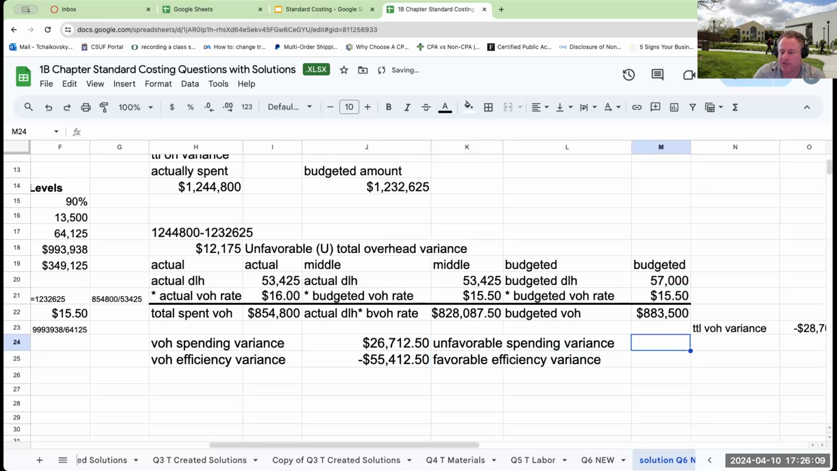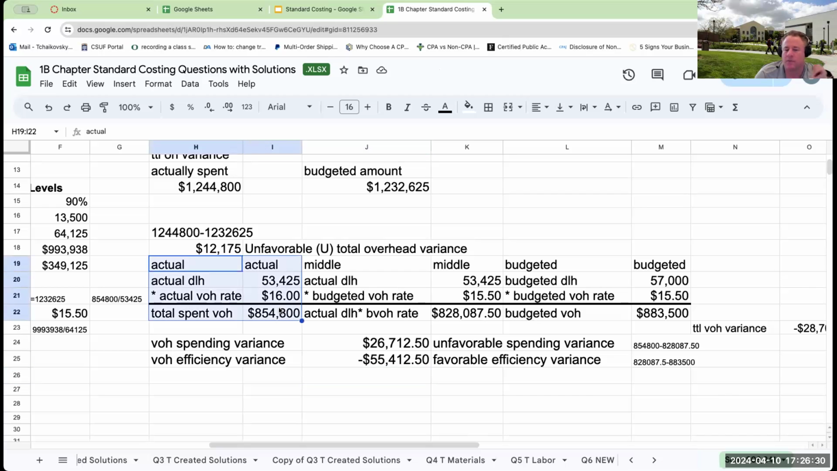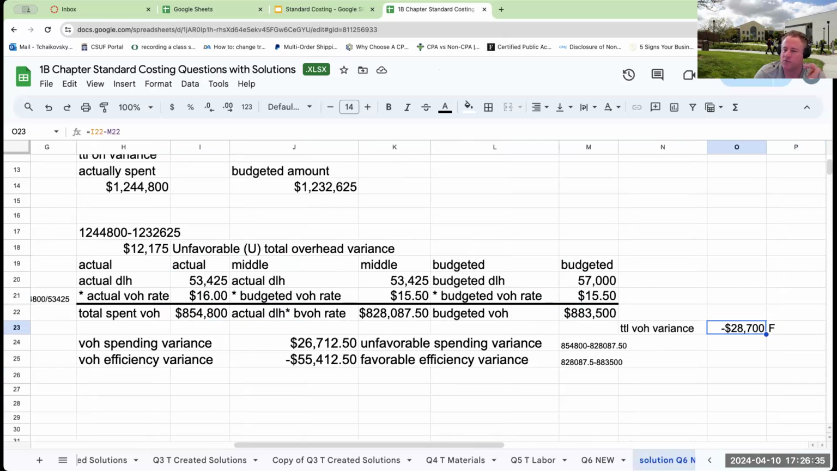How did I get 26,712.50? Well, this is 854,800 minus 828,087.50. How did I get a negative 55,412.50? This is going to be 828,087.50 minus 883,500. Now, one of the first things we did, remember, is I took the total amount we spent and compared it with this, and my total variable overhead variance was favorable. When I add up these two, guess what happens? It equals the total variable overhead variance. So I know I have done this correctly.